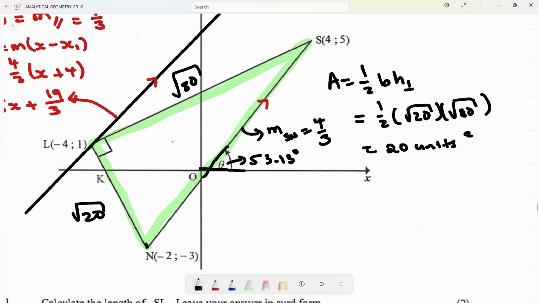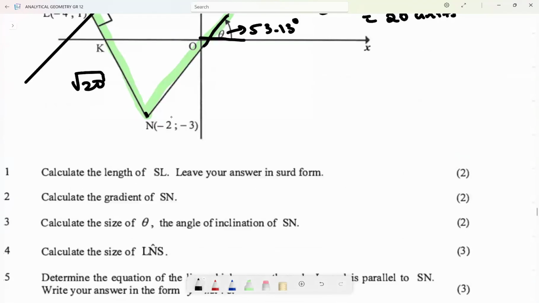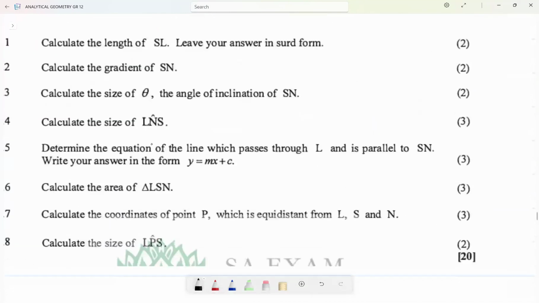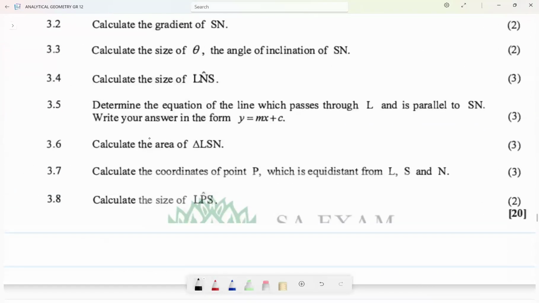20 units squared. Why? Because we already found the length of LN here. You still remember when we found the length of LN? We found the length of LN already in the question thereof. So yes. Then I move on. These questions are so beautiful. The examiner was genuine here.